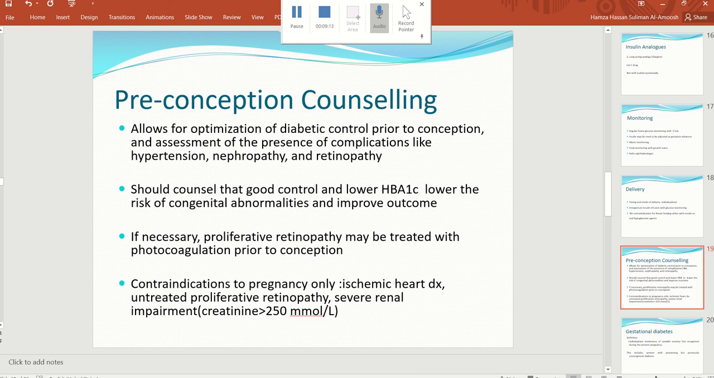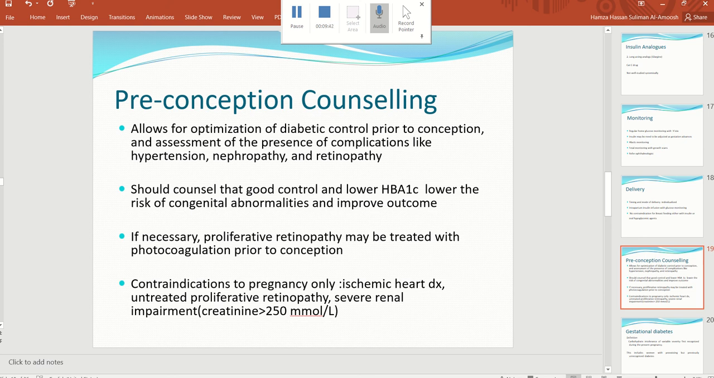If we check the glycosylated hemoglobin, the lower the glycosylated hemoglobin, the less chance of congenital abnormality, and the better is the outcome of pregnancy. If we have proliferative retinopathy, we might treat it before the conception. If we have one of these conditions, it's a contraindication to start pregnancy.